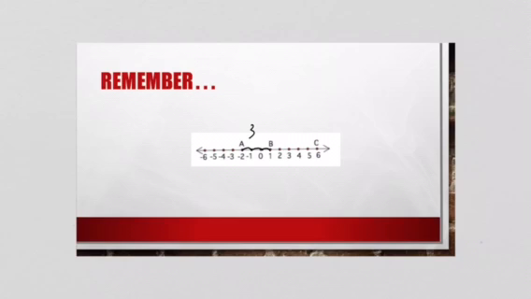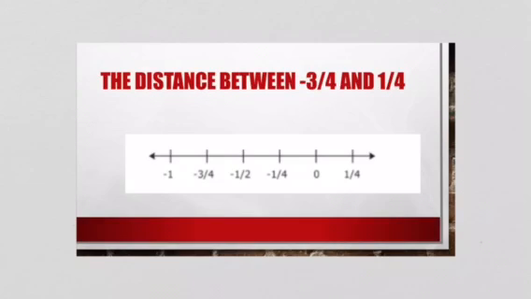How about between B and C? Well, it's 1, 2, 3, 4, 5. It's 5 over. And if you wanted to do between A and C, it would be 8. Seems pretty simple, doesn't it?